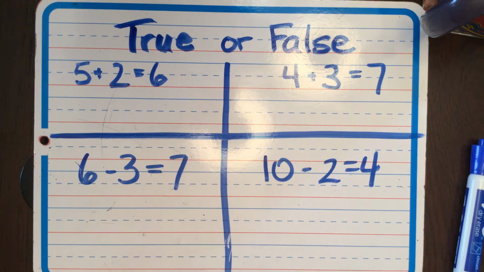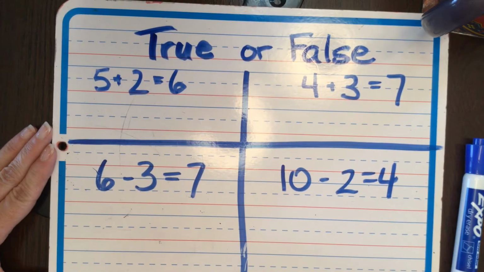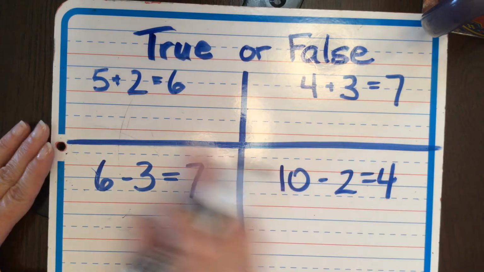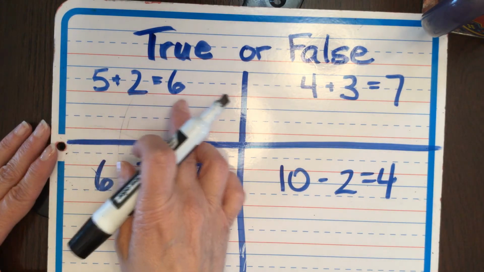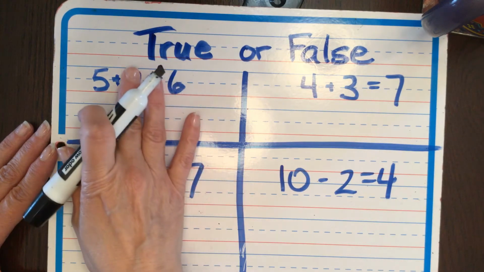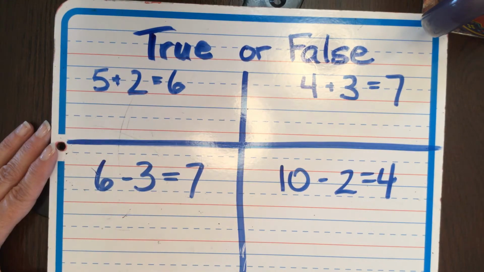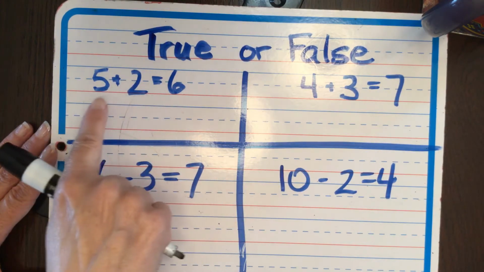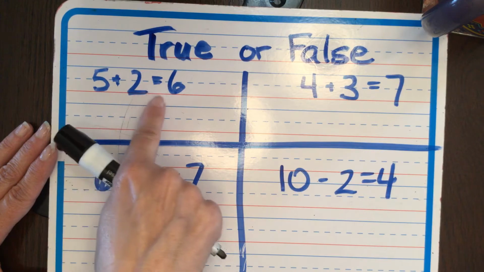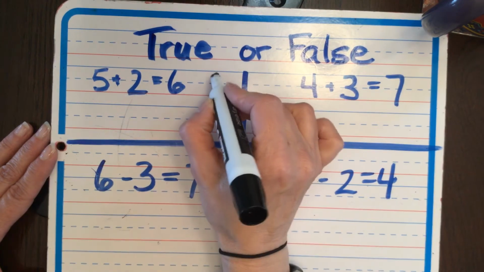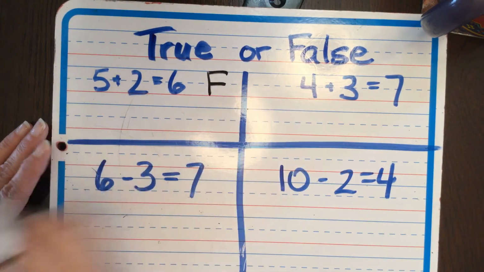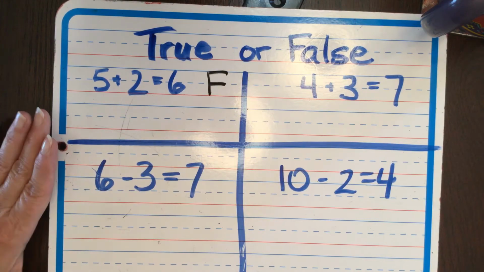You might know in your head that it's right or wrong, and then you could explain it to prove it. One explanation I could give for 5 plus 2 equals 6 is that I know 6 is 1 more than 5, so the true question would have to be 5 plus 1 equals 6, in which case this question is false. I can also prove it with a picture.